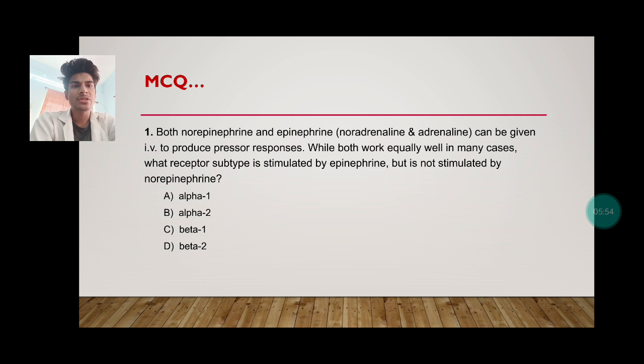The MCQs of this topic are: the first MCQ is, both norepinephrine and epinephrine can be given IV to produce pressor responses. While both work equally well in many cases, what receptor subtype is stimulated by epinephrine but is not stimulated by norepinephrine? Options: alpha 1, alpha 2, beta 1, beta 2. The correct answer is beta 2, D.